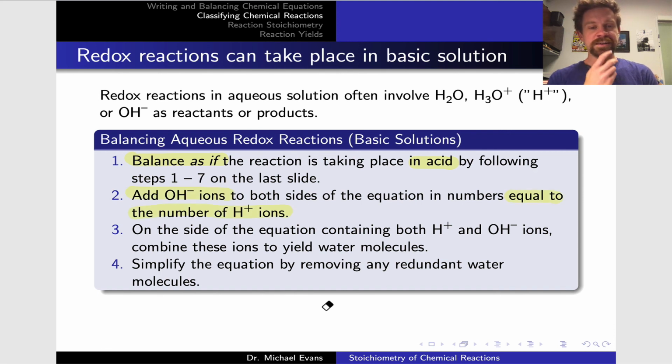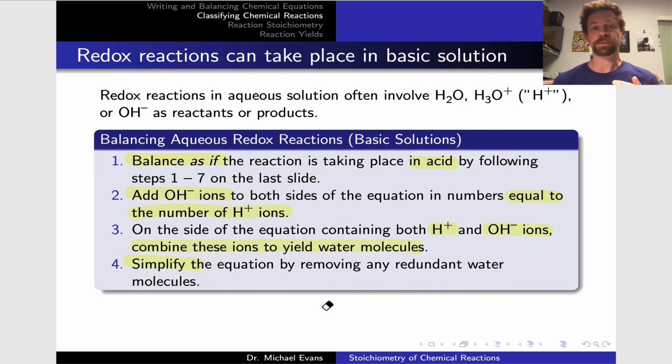Once we've done that, we take the H pluses and OH minuses and combine these to make water molecules, leaving no H pluses behind, right? If there are any H pluses remaining, we need to go back to step 2 and add more hydroxides. At this point, we may have redundant water molecules with waters on one side and the other, and we can remove any water molecules that show up on both sides of the equation to simplify. And that's the last step here.